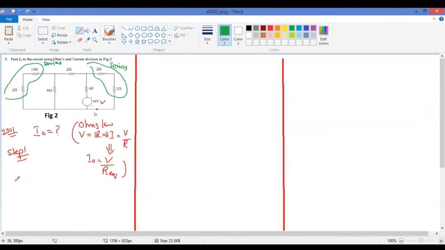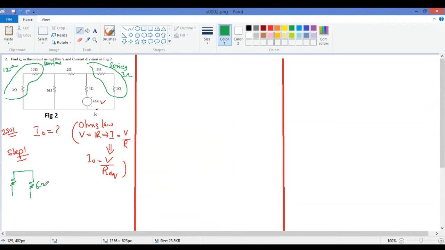So in step one, we get a circuit like this. 10 plus 2 is 12. This is 12 and this is 3 ohms. So I will just replace the circuit with this. So I get this as 12 ohms.